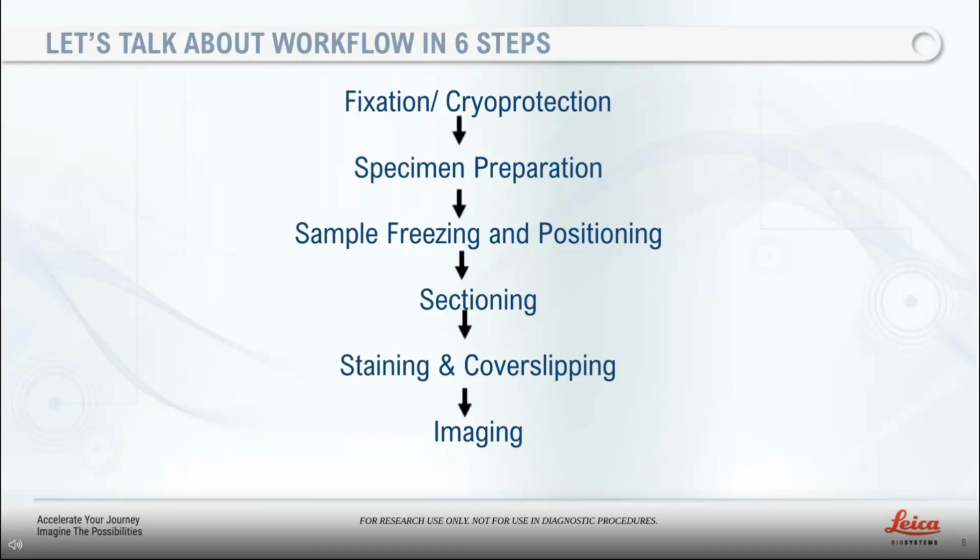The 6 critical steps in cryosectioning are fixation and cryoprotection, specimen preparation, sample freezing and positioning, sectioning, staining and coverslipping, and finally, imaging. I will now discuss each of these steps in more detail.